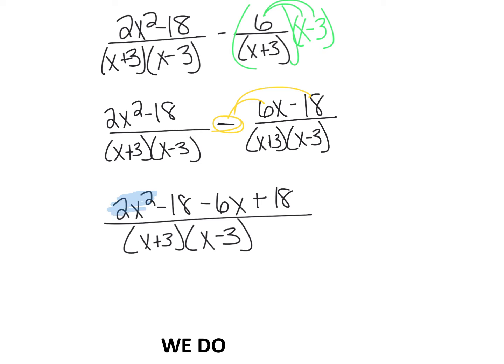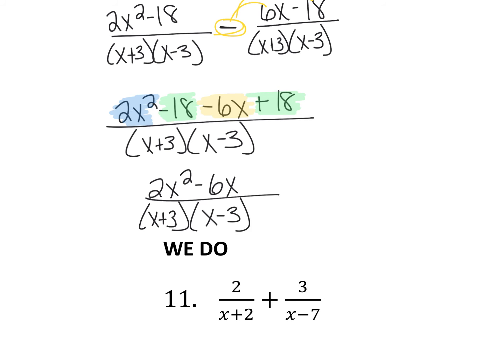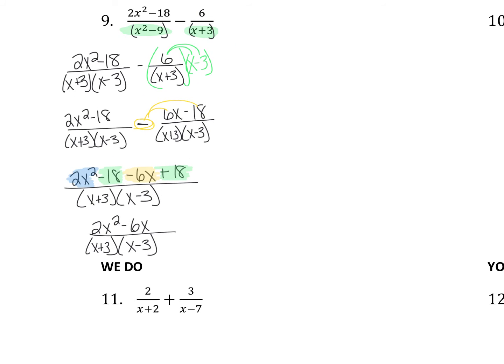Okay. And continuing on, I want to find any common terms or like terms. I have an x squared, no other x squareds. I have a negative 18 and a positive 18. Those are like terms because they're both numbers. And then I have a negative 6x. No other like terms for that one. So I'm going to go ahead and combine these. I'll have 2x squared minus 6x, and then that negative 18 and positive 18 are going to divide out. So I have this over x plus 3, x minus 3. And we go ahead and move up here and rewrite this.